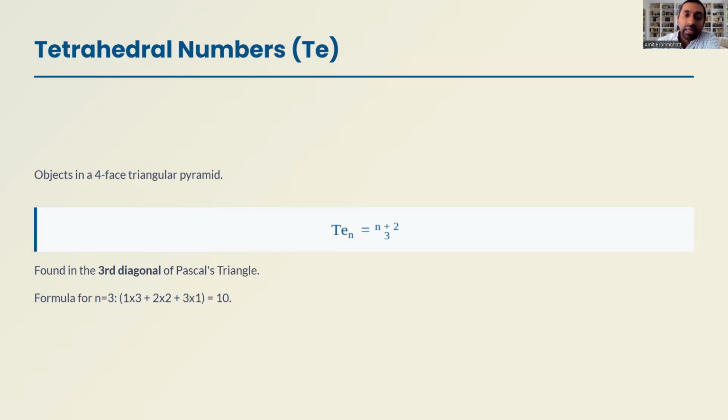In Pascal's triangle, you can find these numbers along the third diagonal. For example, build a pyramid of height 3. We stack a triangular layer of one sphere on top, 3 in the middle, 6 on the bottom, requiring a total of 10 spheres.